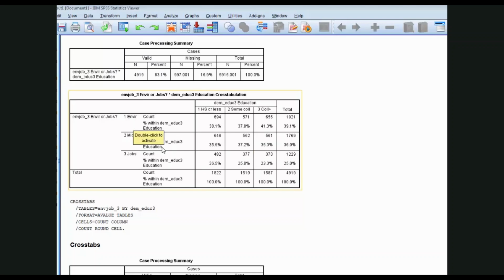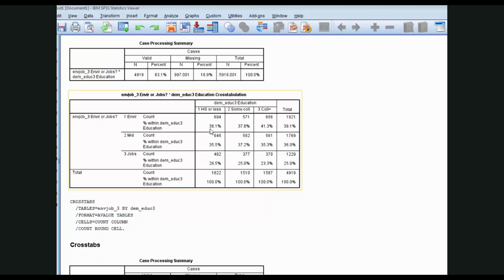Respondents have to pick the environment or jobs. So here we have the high school or less row, some college, college plus. Let's test the hypothesis by examining the pro-environment row here. 38.1% of those with high school or less, 37.8% of those with some college, and 41.3% of those with the highest level of education. So we can see, we're trying to interpret this relationship.